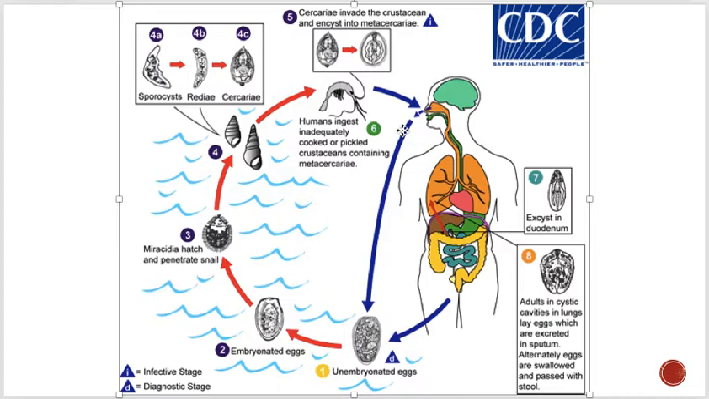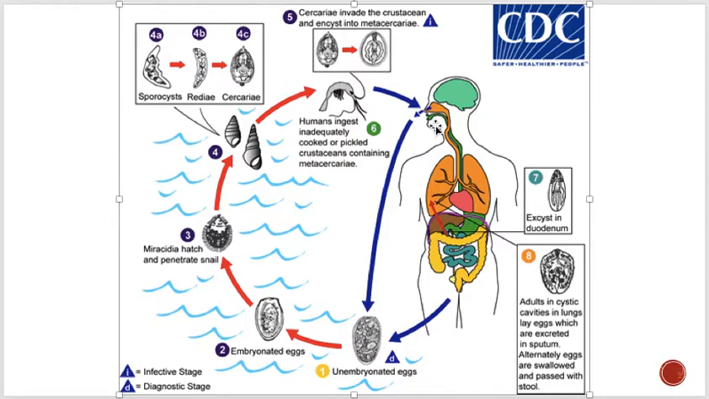So simply, what happens is, you can see over here the adult worms, which are here. See, adult in cystic cavities in lungs lay eggs which are excreted in sputum. Alternatively, eggs are swallowed and passed into stools. Okay, so see what happens, guys. Simply, we will start from here, right? The human has ingested this thing.